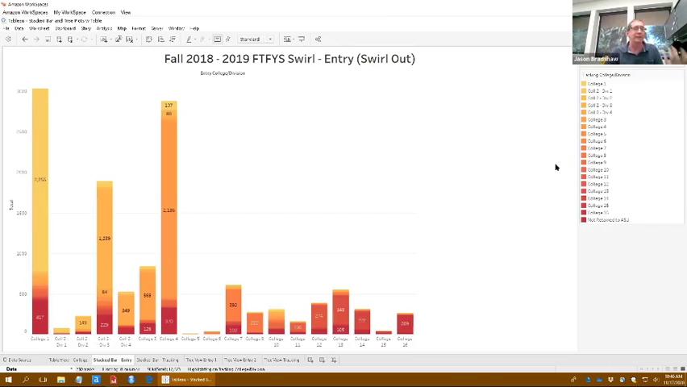Oh, sorry, I was on the wrong one. So anyway, this is looking at the swirl out. Now, this is a one-way view only. You can't really look at the row and column view together in this type of display.